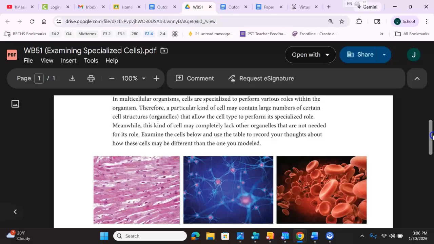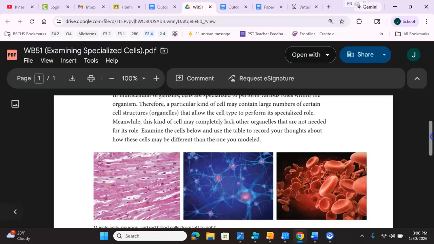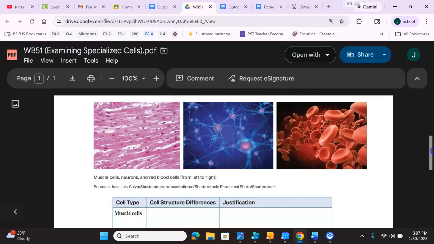Examine the cells below and use the table to record your thoughts about how these cells may be different than the one you modeled. Okay, so the ones that we modeled probably looked very round if they're animal cells, round with your typical nucleus and lysosome and mitochondria, etc. These are all animal cells, technically, right? But from left to right here, we have muscle cells. These look very different, don't they? From what we saw earlier in other lessons.